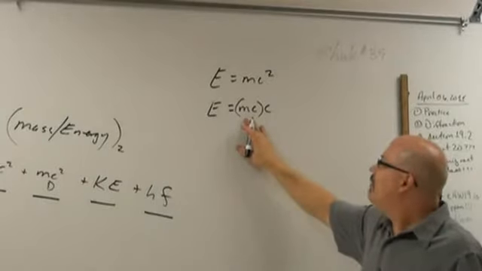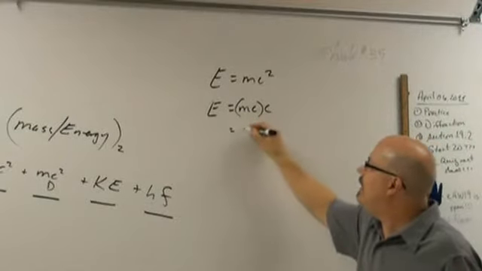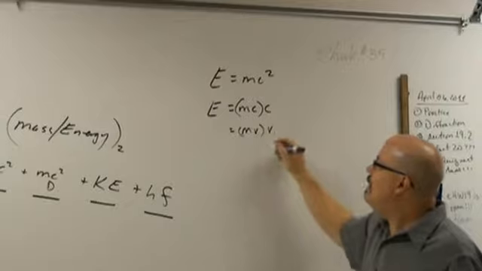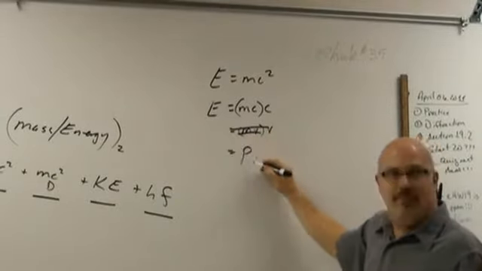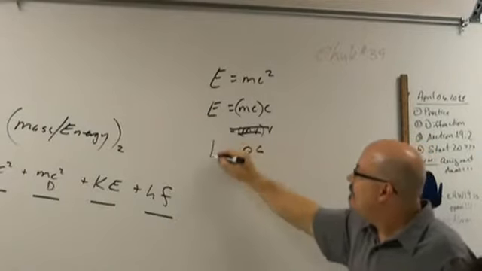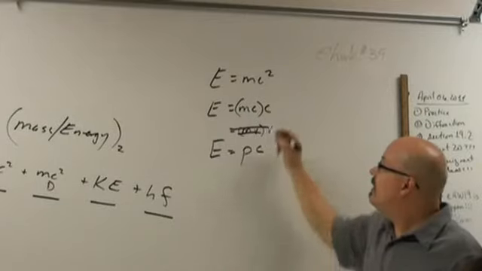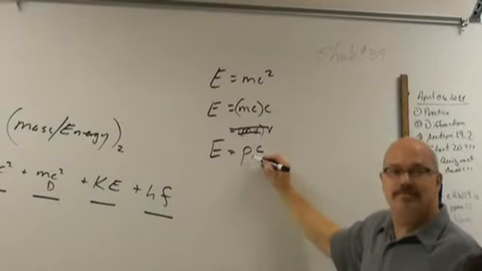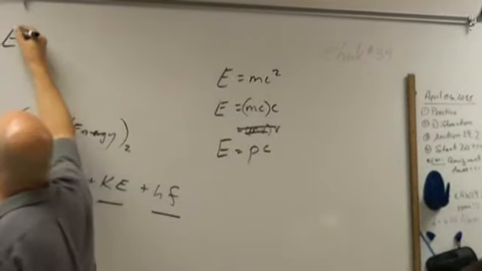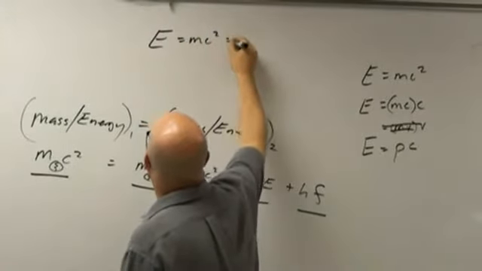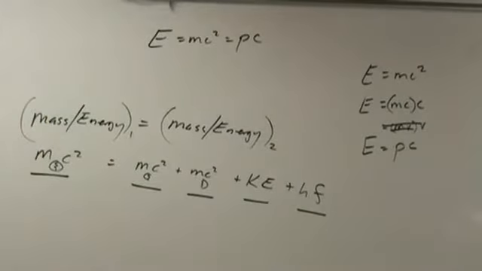Let me rewrite this. What's c? Speed of light. So really, mass times velocity, mv, is momentum. So what this is is momentum times c, the momentum of a particle moving at the speed of light. So here we go: energy equals mc squared, but it also equals pc, momentum times the speed of light.